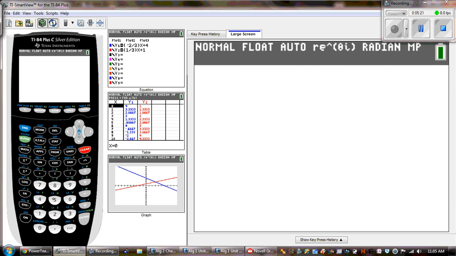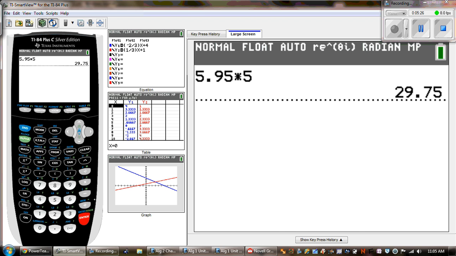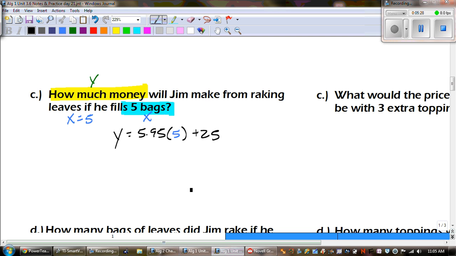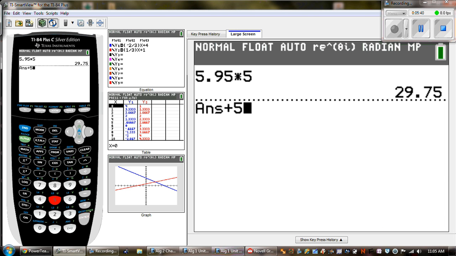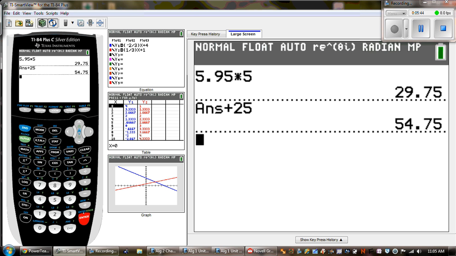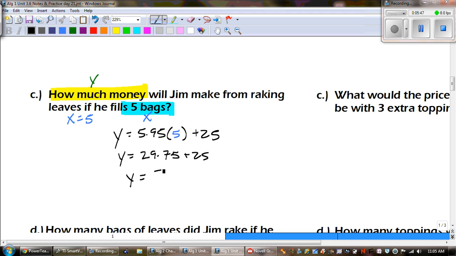$5.95 times 5 gives us a total of $29.75. So y equals $29.75 plus 25. So I'm just going to add 25 to my last answer, and we get $54.75. And remember that we're talking about money, so that dollar sign goes out in front.